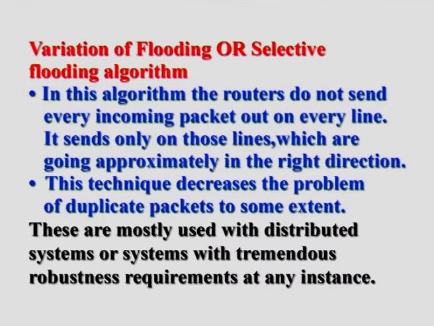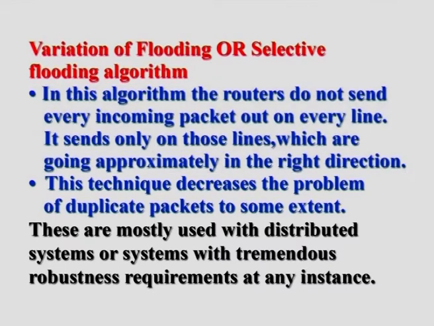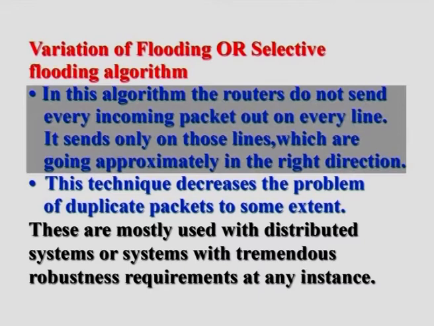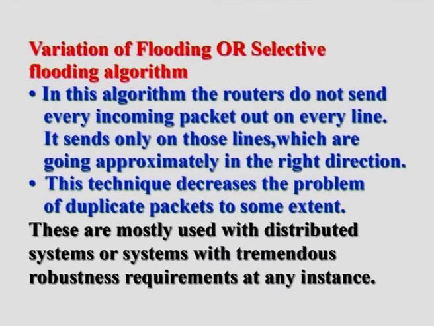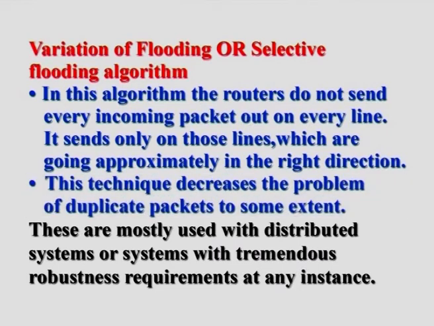A variation of flooding, namely selective flooding, is a slightly more practical approach. In this algorithm, the router does not send every incoming packet out on every line. It sends only on those lines which are going approximately in the right direction. This technique decreases the problem of duplicate packets to some extent.